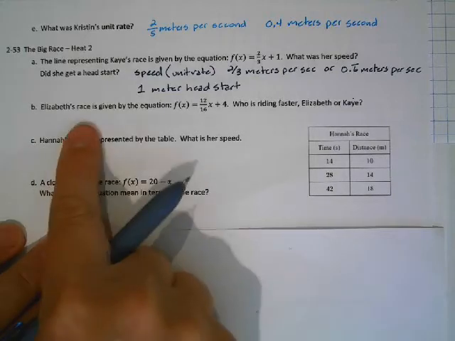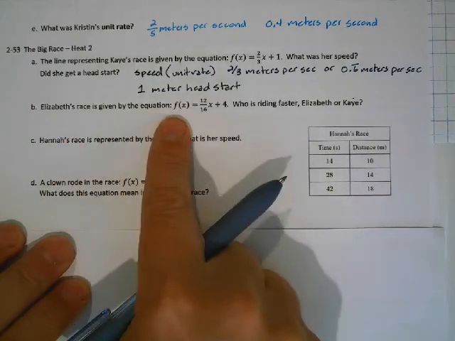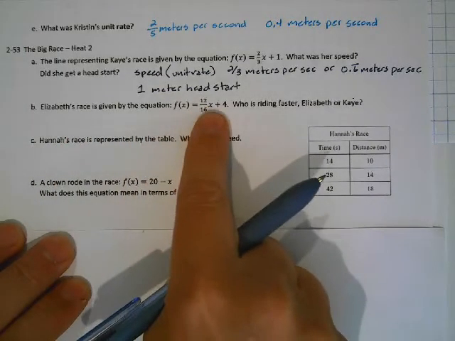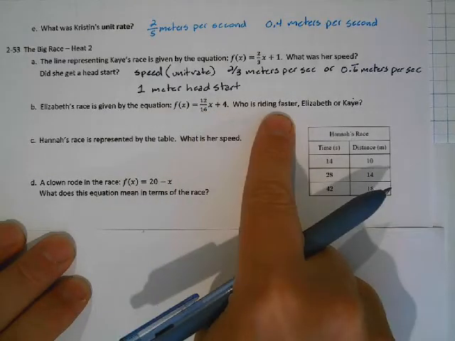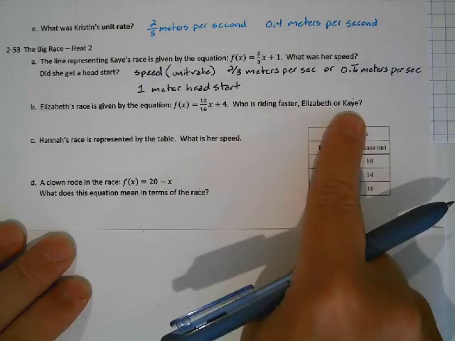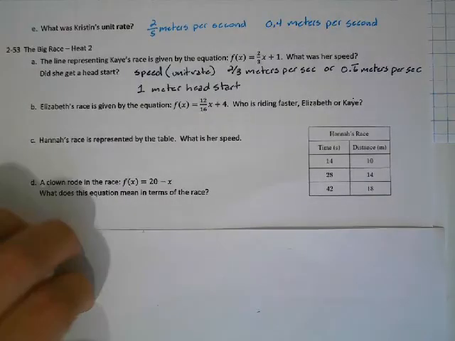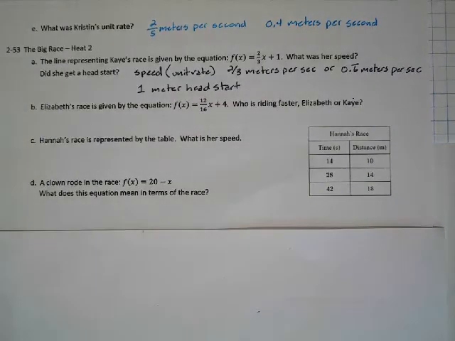All right, second person. Elizabeth's race is given by the equation 12/16 x plus 4. Who's riding faster, Elizabeth or K? Who has the faster speed, Elizabeth or K? I'm going to give you a second to answer it. 5, 4, 3, 2. Make sure to prove your answer. 5, 4, 3, 2, 1.